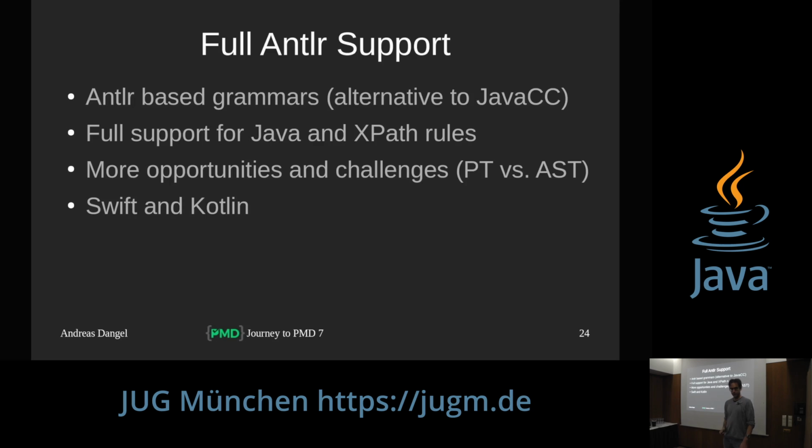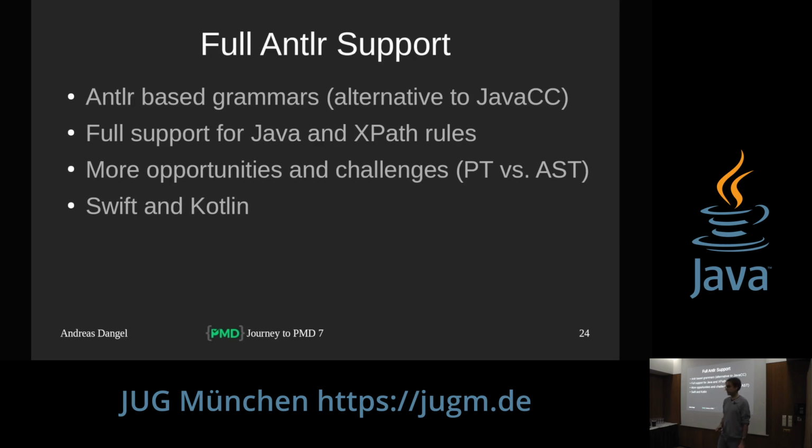The last big change in PMD 7 is that we now fully support ANTLR. When you add a new language in PMD, before it was only JavaCC that we supported. So you have a grammar in JavaCC and then we call it to generate the parser and the nodes of the syntax tree. Now you can also use a grammar written for ANTLR. And this integrates with all the infrastructure that PMD provides. So you can write rules and immediately also use XPath expressions to query this.